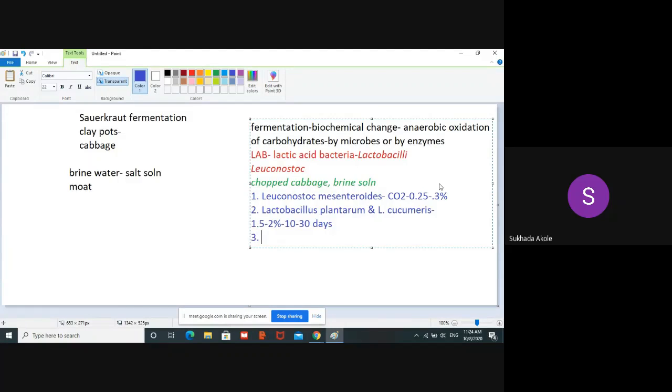And finally, the third organism that grows is Lactobacillus brevis, which finishes off this fermentation. So what will happen at this stage after 30 days, the lactic acid concentration is around 2%. This Lactobacillus brevis will change it from 2% to 2.5%. Okay. And at this level, they reach their maximum growth and fermentation is over. So this stage will last for 1 week.